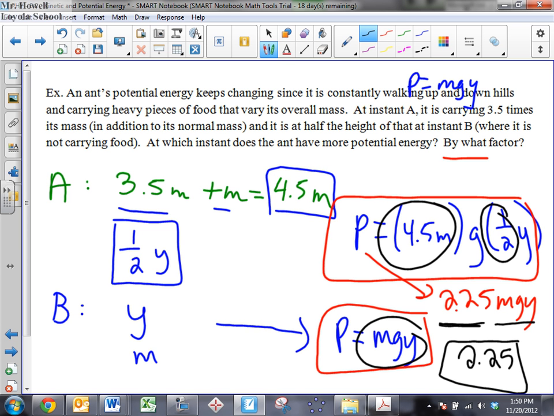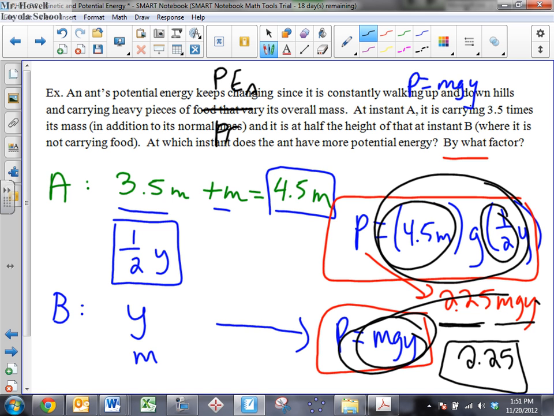So, let's say you didn't know how to do this with variables. You pick a mass. You say that the ant has a mass of 1. So now, this is just 4.5 times 1. You pick a value of a height. Say the height here is 20, so the height here is just 10. And calculate. What you'll notice is that if you take your answer from here and divide it by your answer from down here, you're going to get 2.25. Again, if you picked numbers and got a potential energy at point A, whatever the number came out to be, and then a potential energy at point B, and you divide those two, you'll still get 2.25 as your factor. It's the same answer either way.